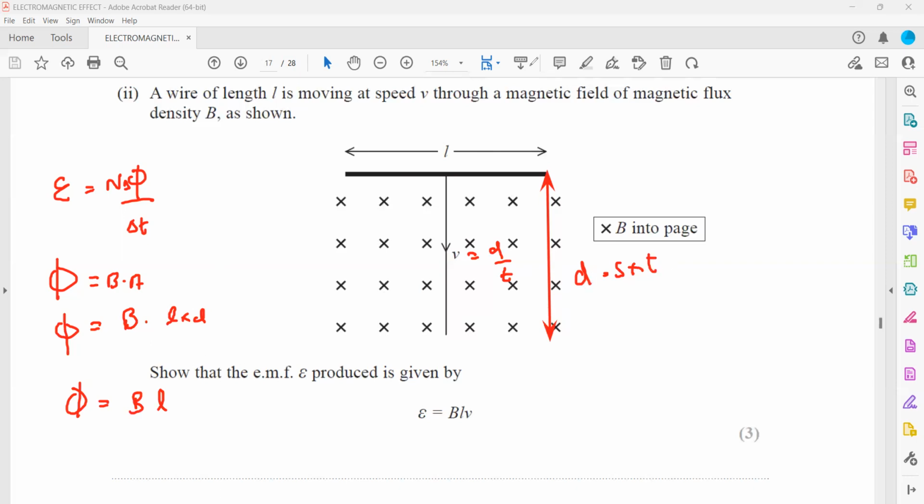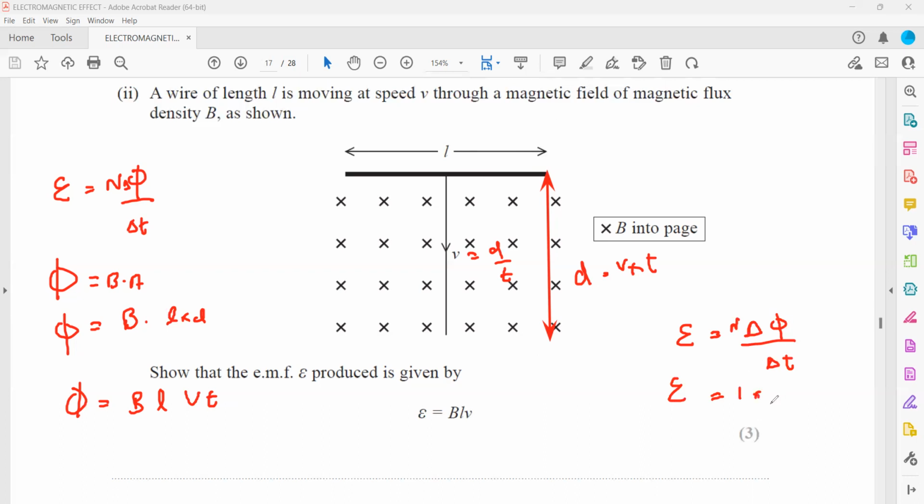Speed here we can represent by V instead of S, so D will be V into T. Now the EMF is equal to the rate of change in magnetic flux linkage. So it is N delta phi divided by delta T, where phi is the magnetic flux linkage. N is the number of turns, and because we have only one here, the value of N is equal to 1.